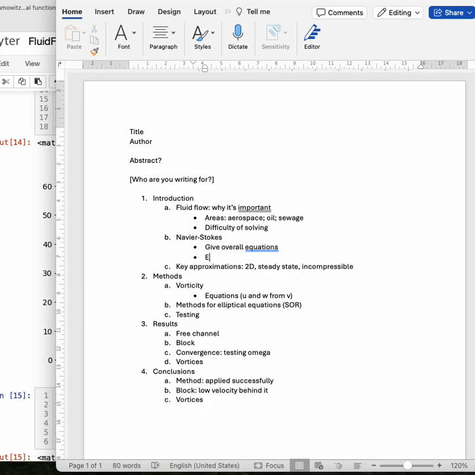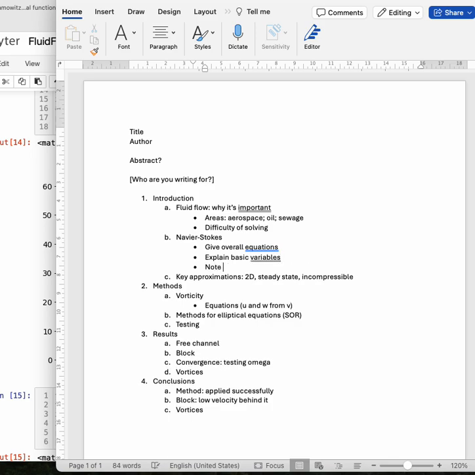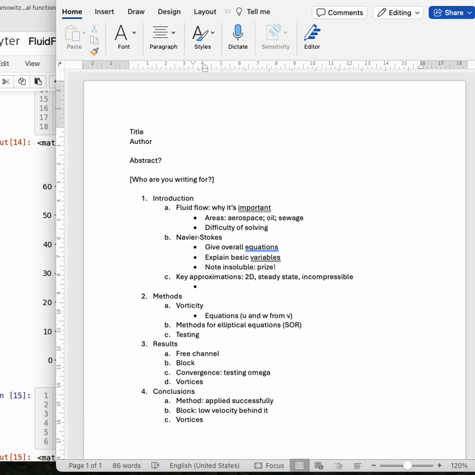We want to explain the basic parameters, or the basic variables, the velocity and the density, and we note that they are insoluble. You might want to make a mention of the prize, something like that. And then, okay, so in our key approximations here, we would also say, a 2D system.